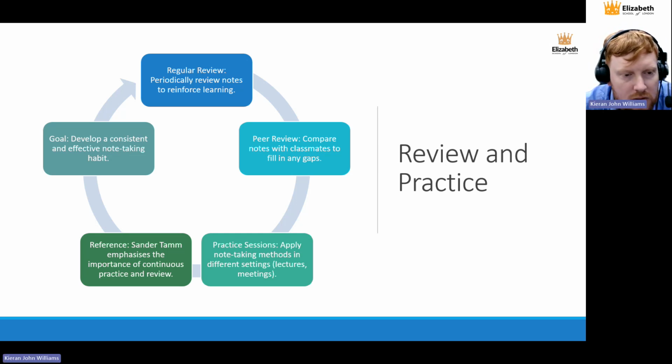All right. So you may want to reference Professor Sander Tam, who says that it is extremely important to make sure that you are continuously practicing and reviewing. And make sure that you are setting yourself some goals to make sure that you're developing a consistent form of effective note taking.